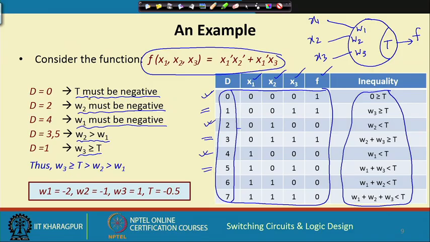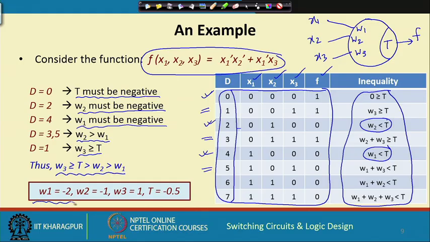So, combining this, you have these conditions to be satisfied: W3 should be greater than or equal to T, and T must be greater than W2, which is greater than W1. Because of these conditions, T must be greater than W2, T must be greater than W1, and already you have shown W2 must be greater than W1. So, you can have any arbitrary choice that satisfies this, and of course, T must be negative.